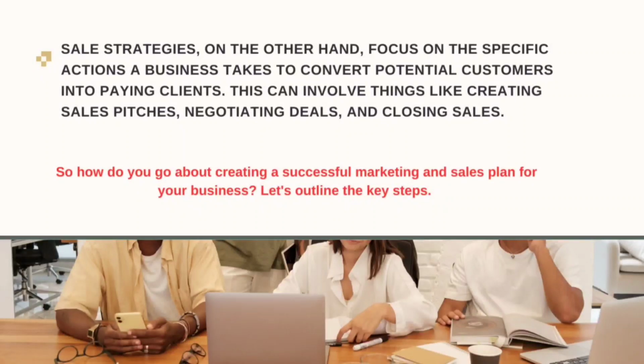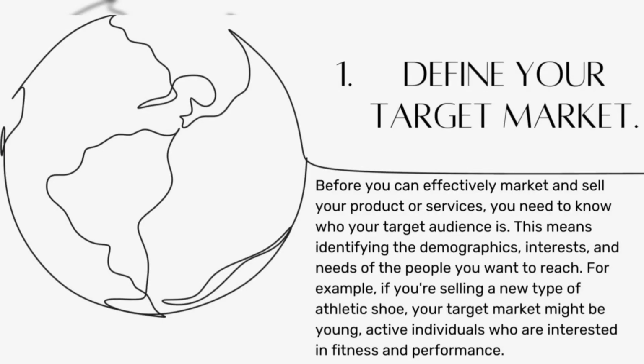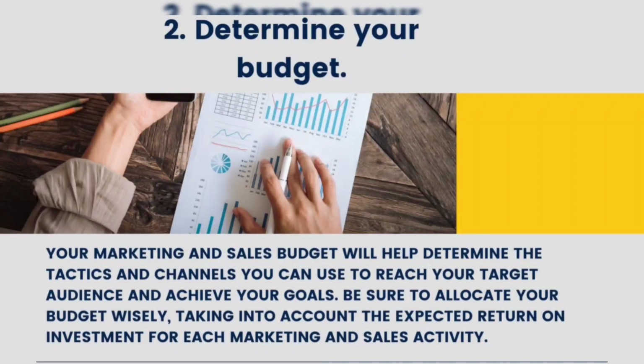So how do you go about creating a successful marketing and sales plan for your business? Let's outline the key steps right away. Number one is define your target market. Before you can effectively market and sell your product or services, you need to know who your target audience is. This means identifying the demographics, the interests, and the needs of the people that you want to reach. For example, if you are selling a new type of athletic shoes, your target market might be young active individuals who are ready to go for your product.